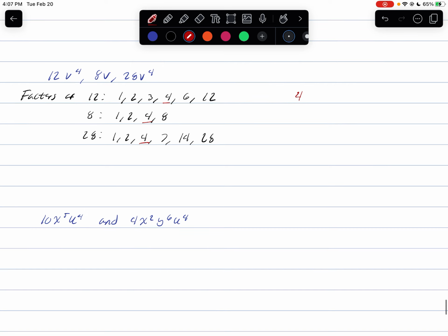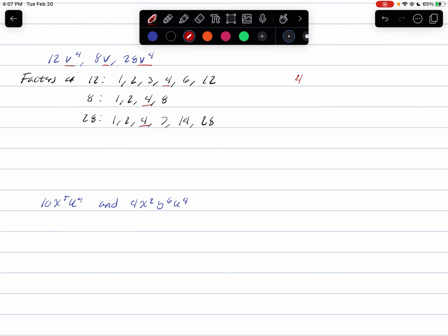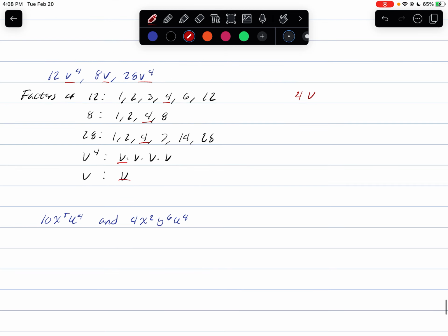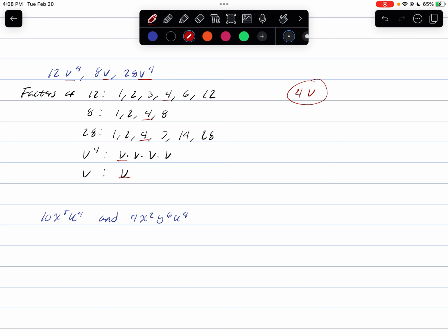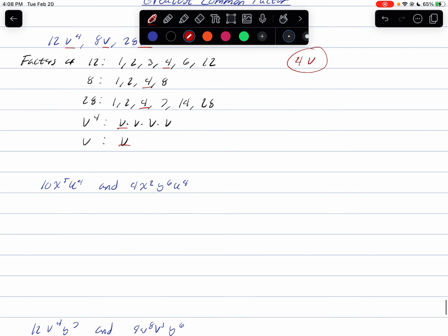And then let's look at the variable terms. We have v to the fourth, v, and then v to the fourth. So v to the fourth, we have v times v times v times v, and then v gives us just v. So the greatest common factor here is just one instance of v. Because of that, we're going to write a v over here as part of our final answer. With that, that is going to be our final answer. 4v is going to be the greatest common factor.